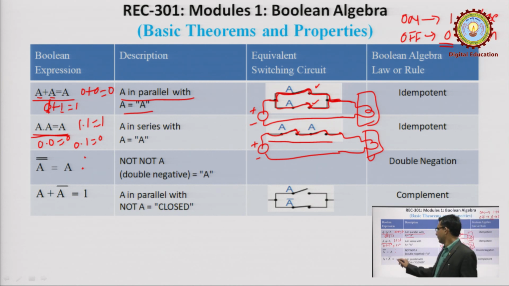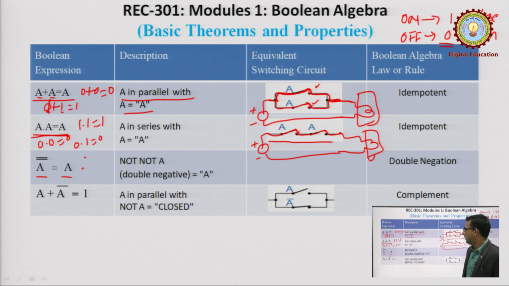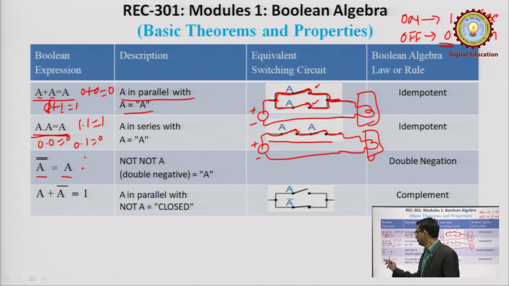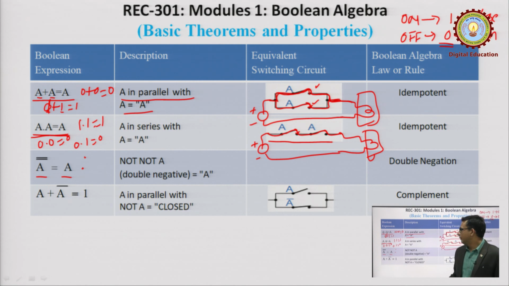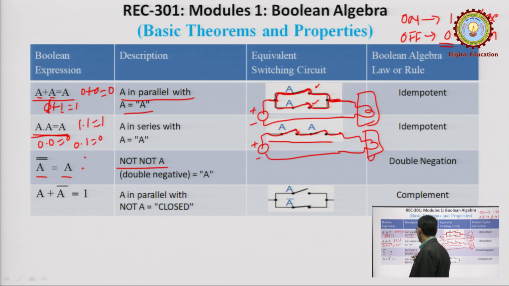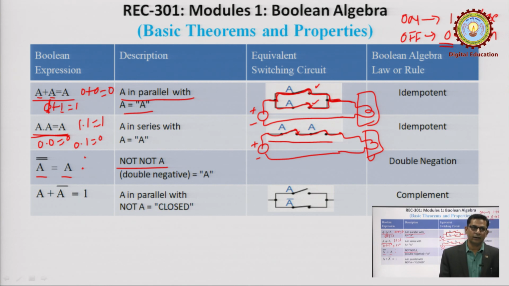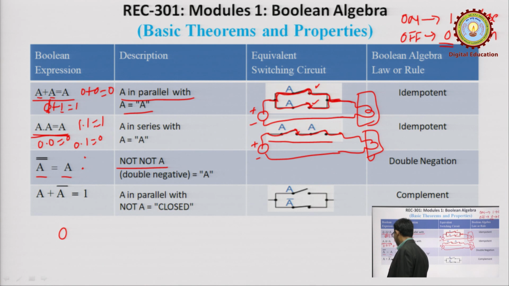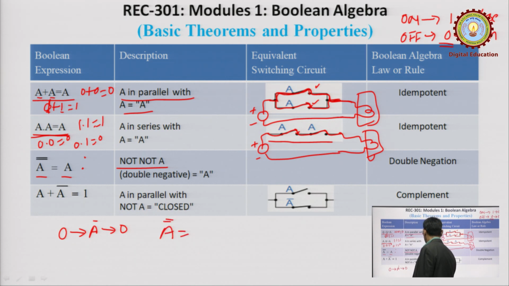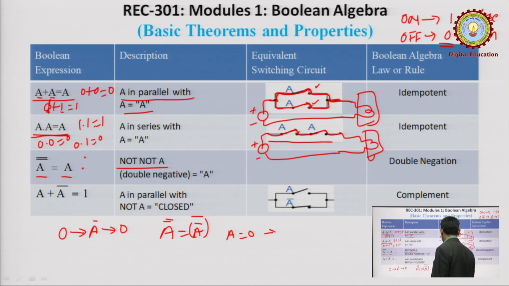Okay. Now, the next case is A double bar is equal to A. What does it mean basically? A bar means the bar represents NOT: whatever the input we are giving, the output will be the inverse of that. For example, if I am giving 0, then A bar is equal to 1. A double bar means A bar and then the whole bar of that. So, if A is equal to 0, what is A bar? 1. It will just invert it.